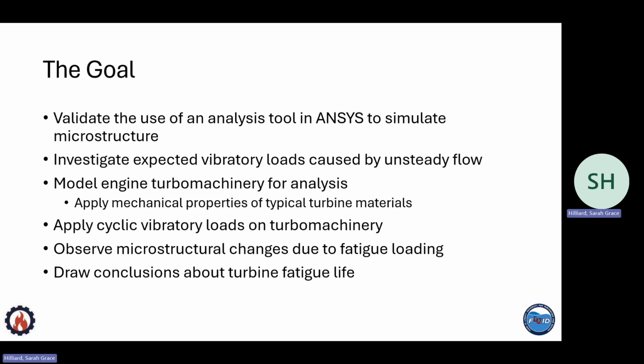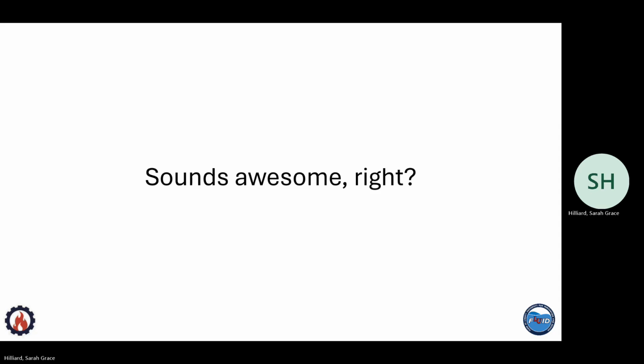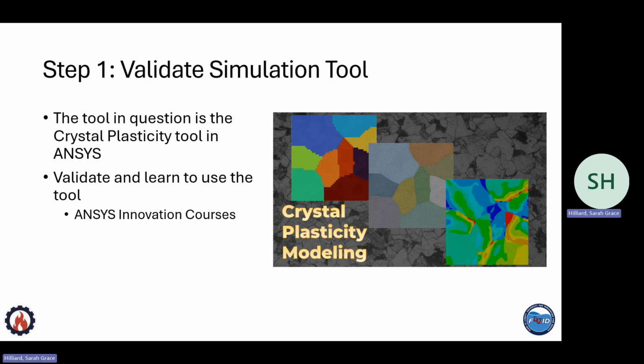So then we could take this piece of turbomachinery that we have modeled and applied these mechanical properties to, and actually applied the vibratory loads that we found in the second step to that piece of turbomachinery. At that point, we could observe microstructural changes due to fatigue loading and draw conclusions about the fatigue life of turbines. That sounds pretty cool, right? Well, let's talk about how the process actually went.